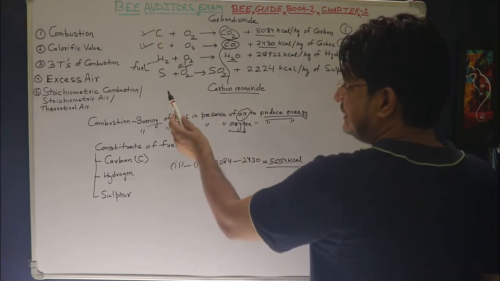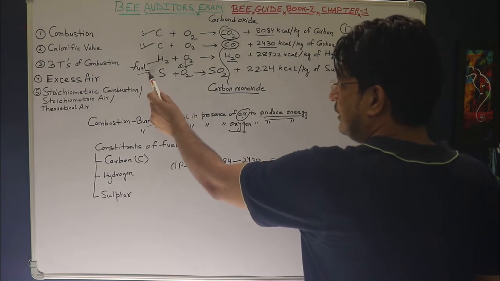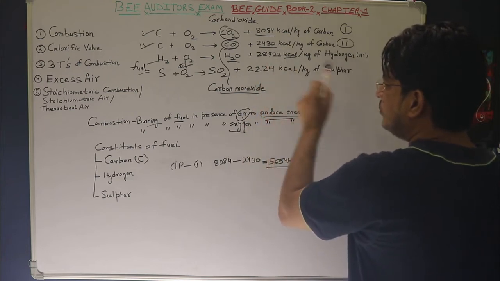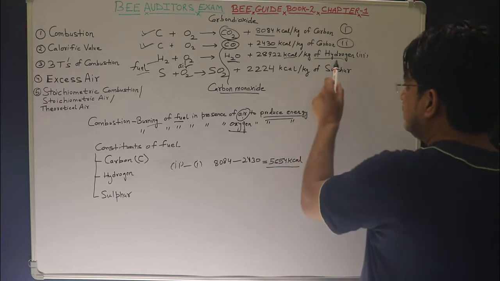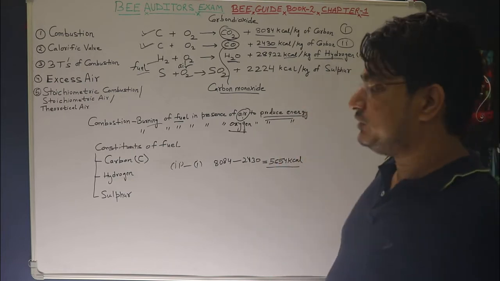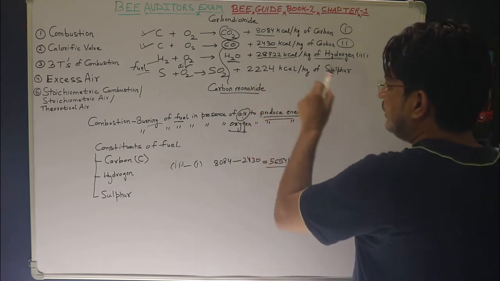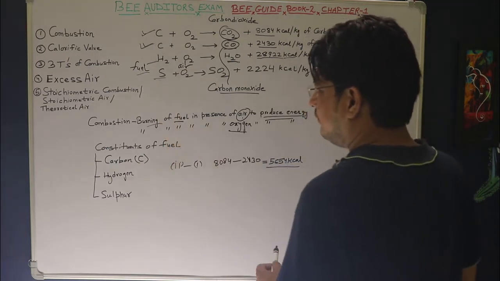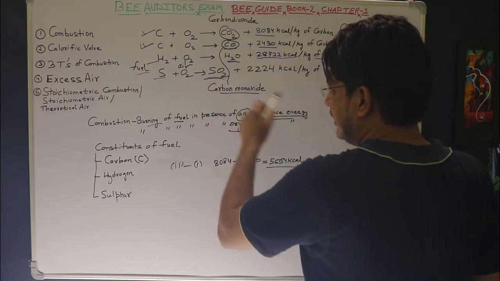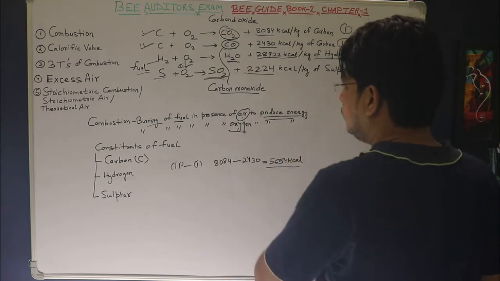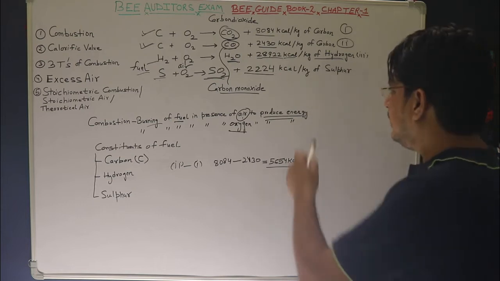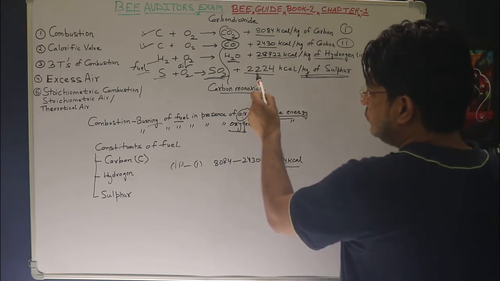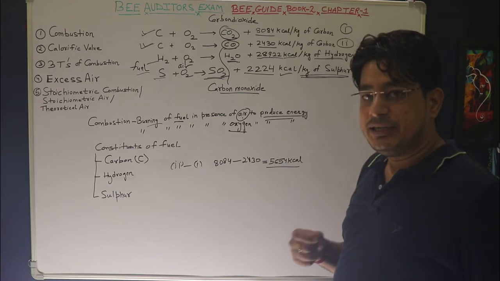Now you can easily see that the combustion of hydrogen present in the fuel will result in the formation of water along with the release of 28,922 kilocalorie of heat energy per kg of hydrogen. This means when combustion of 1 kg of hydrogen takes place, 28,922 kilocalorie of heat energy will be produced. Similarly, the combustion of sulfur will result in the formation of sulfur dioxide along with the release of 2,224 kilocalorie of heat energy per kg of sulfur. This means when combustion of 1 kg of sulfur takes place, 2,224 kilocalorie of heat energy will be produced.